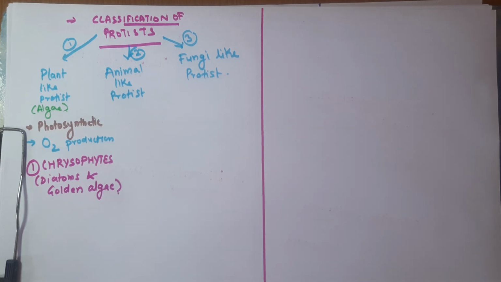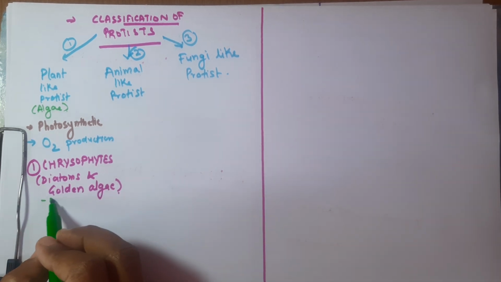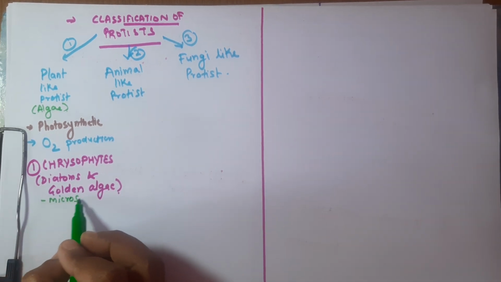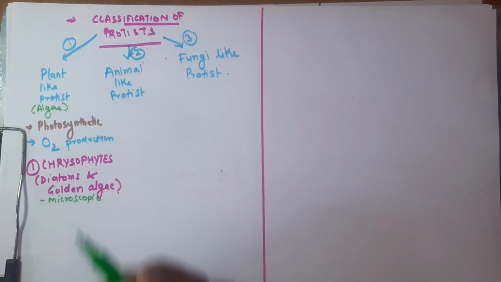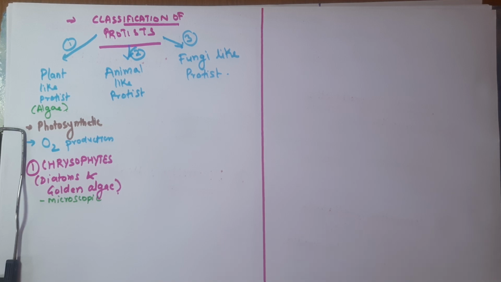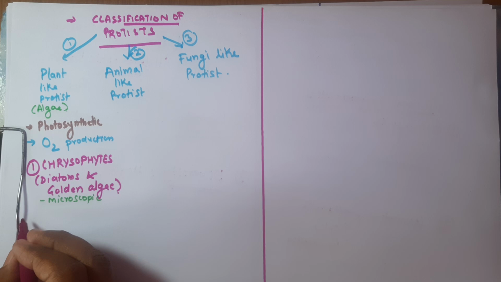So what are the main features of the chrysophytes? They are microscopic, and I already told you, they are photosynthetic diatoms. They have silica shells that settle to form the diatomaceous earth. Then there is the second category, that is the dinoflagellates.